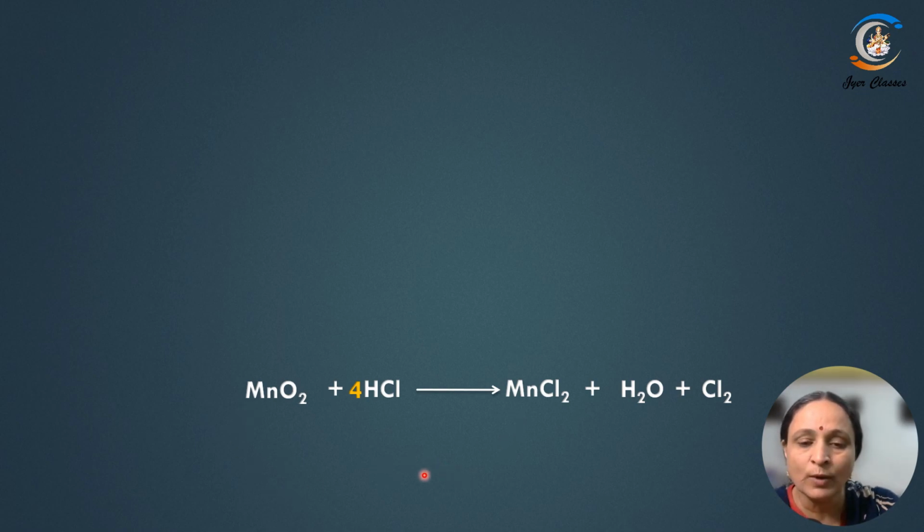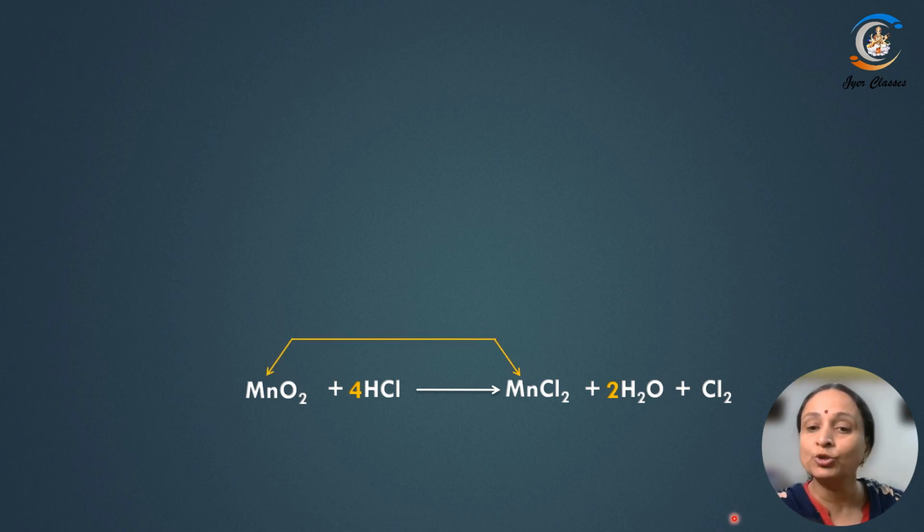Manganese 1, oxygen 2. So you get oxygen here. In this there is only one. So what you should do, again you have to balance this. You have to put 2 H2O. So you have 2 oxygen here, 2 oxygen here, 4 hydrogen here, and 4 hydrogen here, 4 chlorine atoms here. So 2 plus 2, again it is 4 now, so it is balanced.